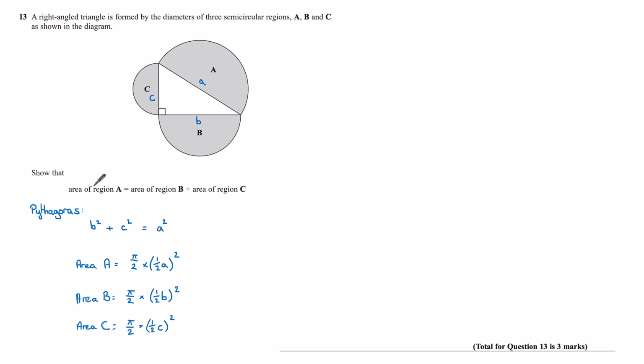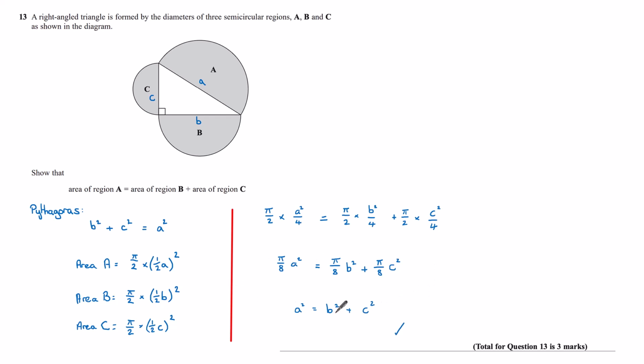We can now write this area of region A, which is pi over 2 times A squared over 4, is equal to the area of region B, which is pi over 2 times B squared over 4, plus the area C, which is pi over 2 times C squared over 4. But here we have a common factor of pi over 8. Since every term is multiplied by pi over 8, we can divide by pi over 8, and we get back to our Pythagoras, a squared is equal to b squared plus c squared.